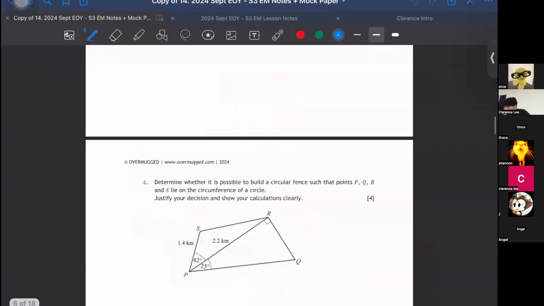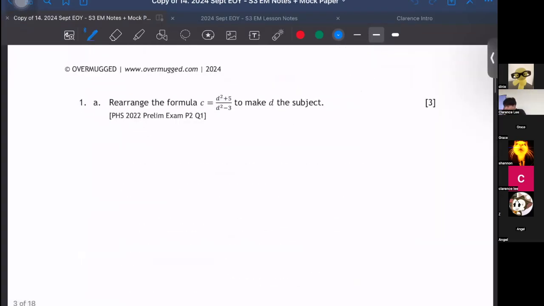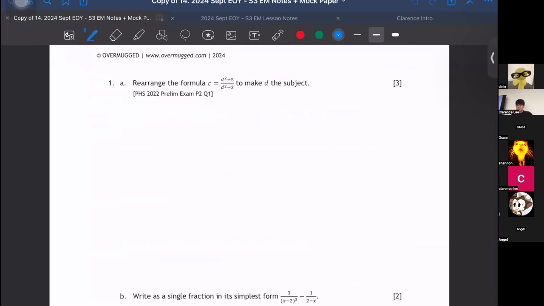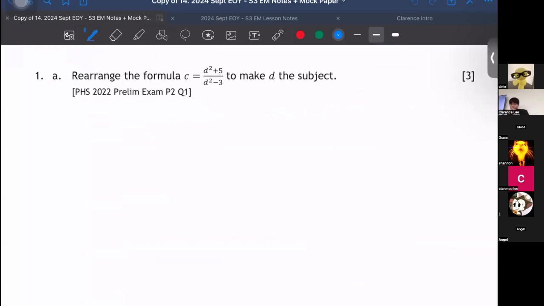Now we look at our mock paper, which is not that easy. But I hope you tried, and if you understand what I went through today, you should have no issues with your examinations. First question is a rearranged formula question, which means at the end of the day, what you want is only a d on one side, nothing else.